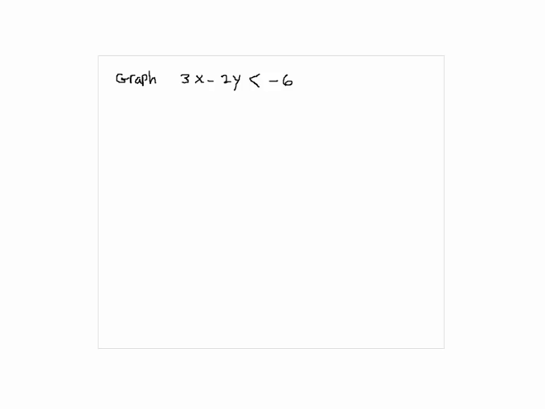To graph a line, we need 2 points. Let's take a look at that. X and Y. Alright, let's find the X and Y intercept. If X is equal to 0, what is Y? Anyone? If X is equal to 0, you substitute for each X 0. What do we get for Y?